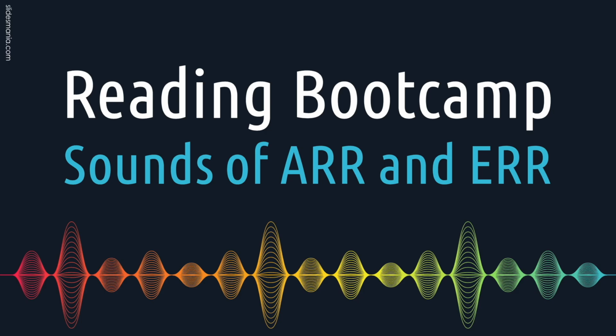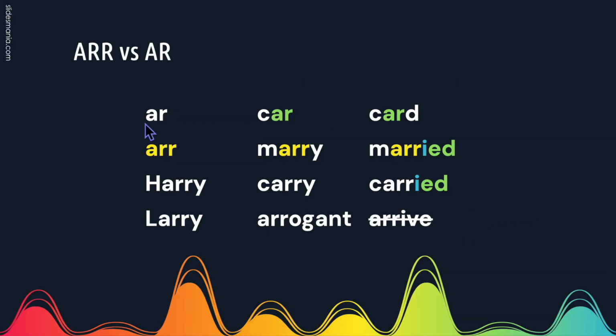We're going to learn about the sounds of ARR and ERR together. Now, AR by itself at the end of a word or before a single consonant has the sound of R, like in car and card. However, if you have A with two R's, it usually has the long A sound, air, like in marry or married. Notice that when we switch from marry to married, the Y becomes an I before we add the ED to show its past tense.